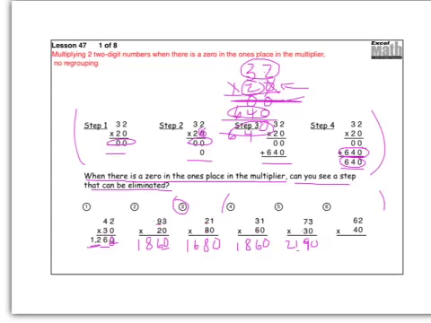Notice this is in the hundreds place, that's in the thousands place, this is 2100. Alright, then we have 2 times 40, which is 80, and then 60 times 40, which is 2400.